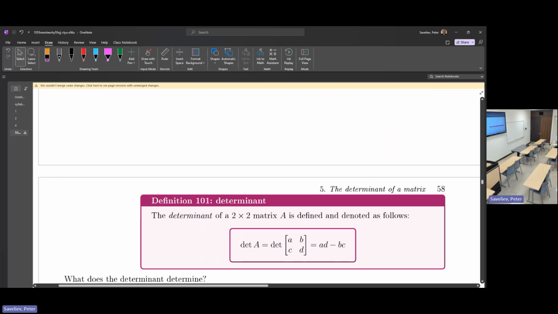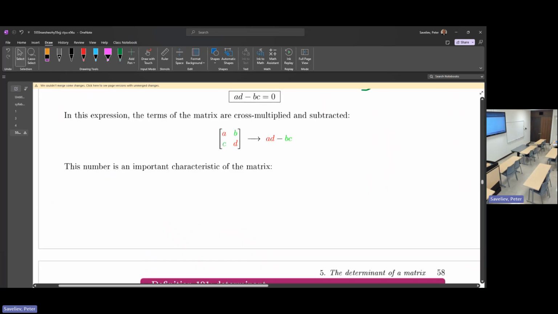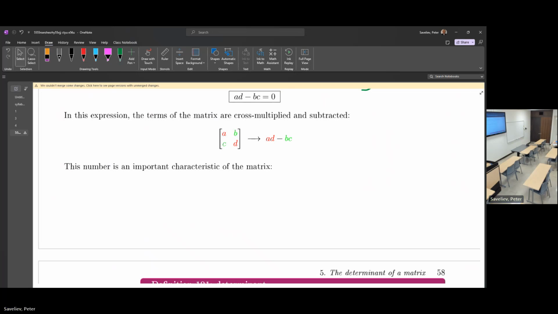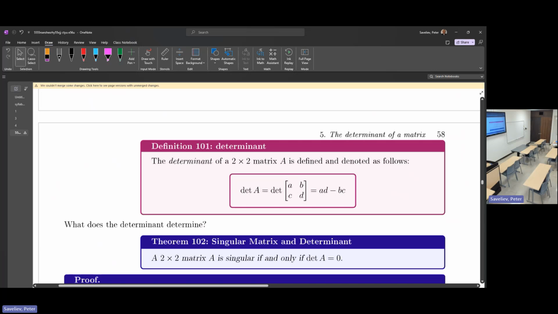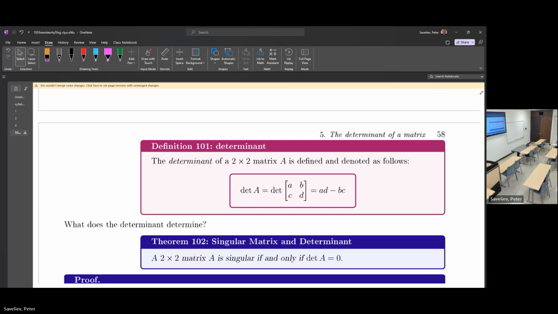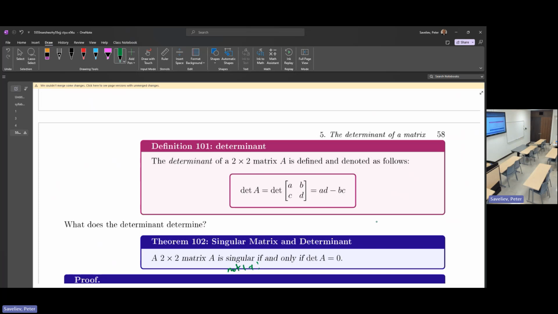So as you can see, it's seemingly a random combination of those 4 numbers, but there's a certain pattern there. We take one diagonal and we take the other diagonal and subtract, and we have multiplication here. Okay, so once again, a matrix is singular if and only if the determinant is equal to 0. And we already know that singular means not one-to-one. So the problem that I put forward in the beginning of the section has been solved, right? A matrix is not one-to-one if and only if the determinant is 0.